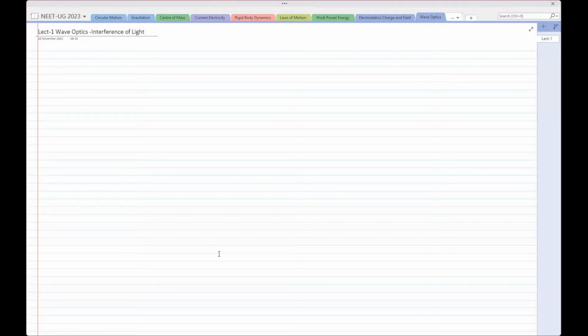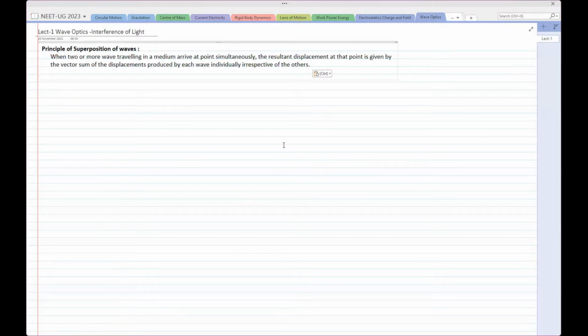So as we are studying interference, we start with the principle of superposition of waves. Now this we have already studied in mechanical waves, in sound waves, okay? But still, we need to know this. What is the principle of superposition of waves?